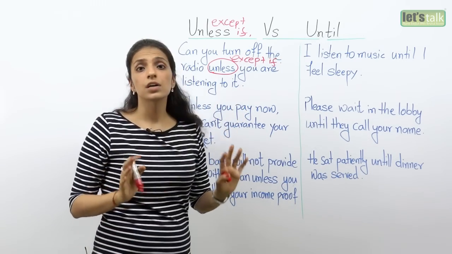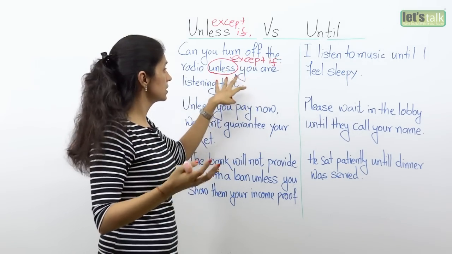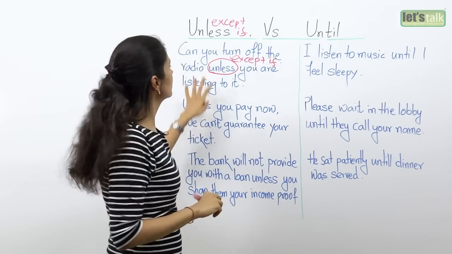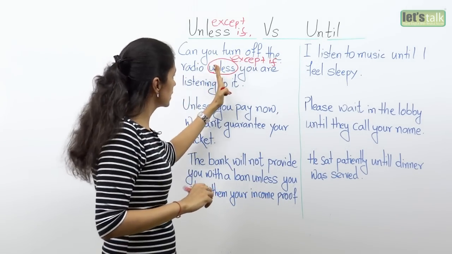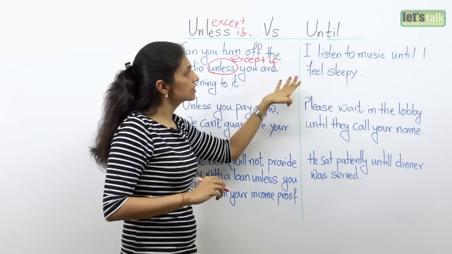Now remember, you never use unless in negative. You don't use negative with unless. So you can't say unless you are not listening to it. I mean, two negatives do not work. Okay, so can you turn off the radio unless you are listening to it? Okay, now let's take a look at until.